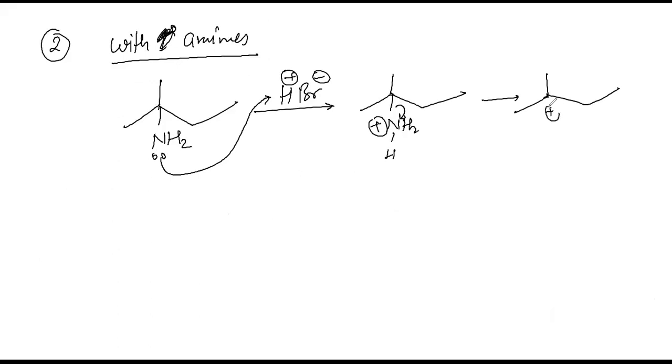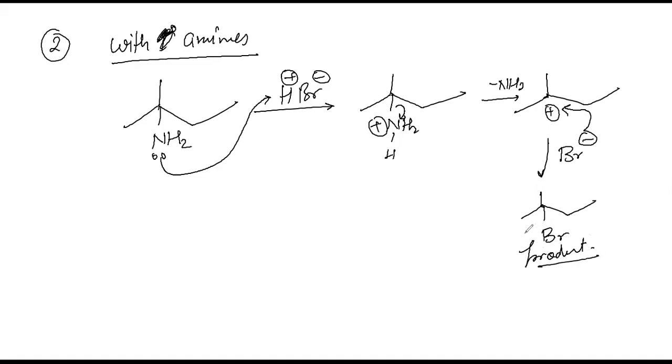What happened in the next step? This will be your product. I hope you can see your NH2 got replaced by Br minus. It is only possible in the presence of a protic medium. Which path did it take, SN1 or SN2? It took the SN1 path because a carbocation is formed, isn't it?